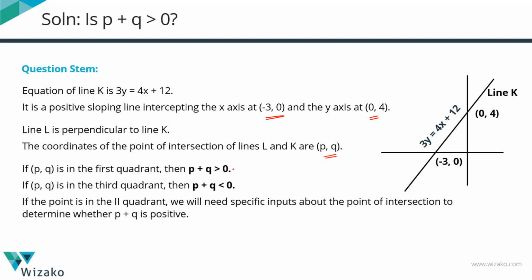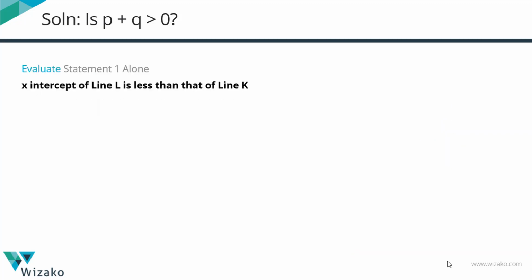If the point of intersection is in the first quadrant, as I had mentioned, P plus Q will be positive, and the answer will be yes. If the point of intersection is in the third quadrant, P plus Q will be negative, and the answer will be a definite no. If the point of intersection is anywhere here, we need more inputs. If it's in the second quadrant, we need more inputs. Is it this point or is it this point? We actually need to know the exact value to be able to determine whether P plus Q is positive. Let's start by evaluating statement 1 alone.